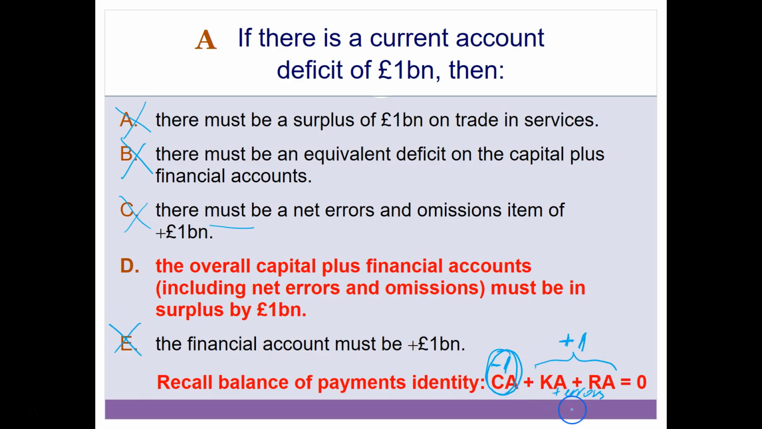As long as the sum of these three components is equal to +1 billion, if we run a combined surplus in all these three accounts, this would be fine. This will ensure that our balance of payments will add up to 0. So the overall capital plus financial account or reserves account, including net errors and omissions, must be equal to +1. This is the exam type of question which you might get based on this material.